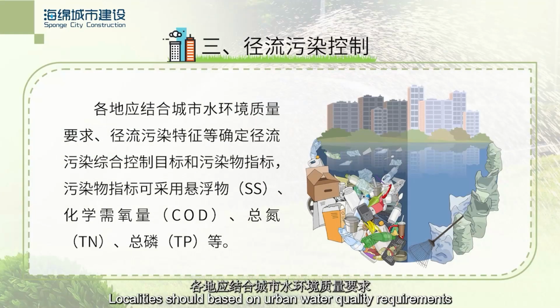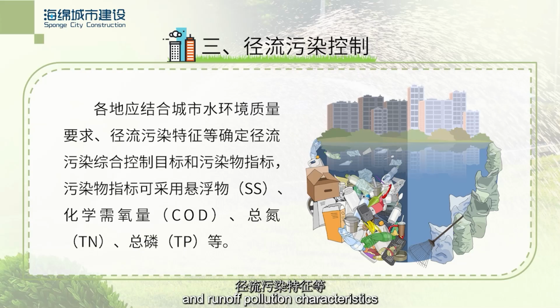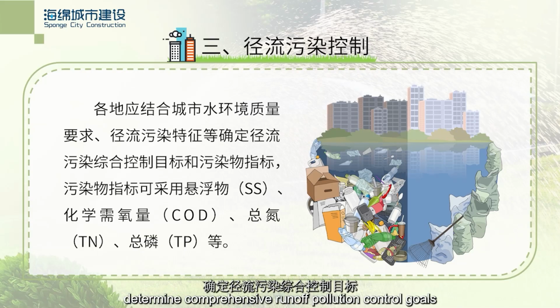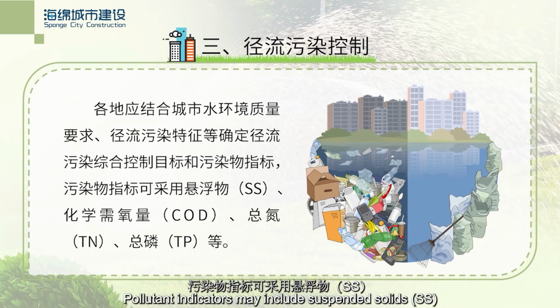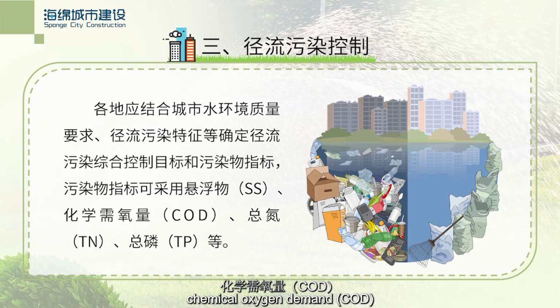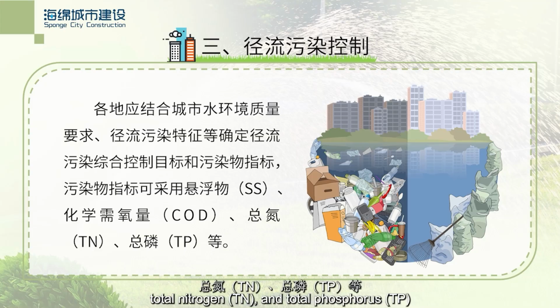Localities should, based on urban water quality requirements and runoff pollution characteristics, determine comprehensive runoff pollution control goals and pollutant indicators. Pollutant indicators may include suspended solids SS, chemical oxygen demand COD, total nitrogen TN, and total phosphorus TP.